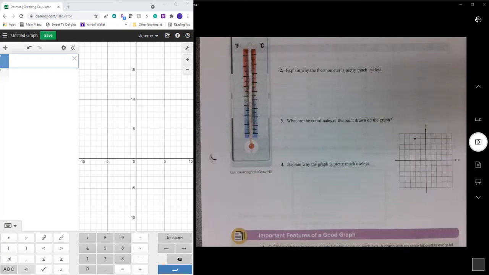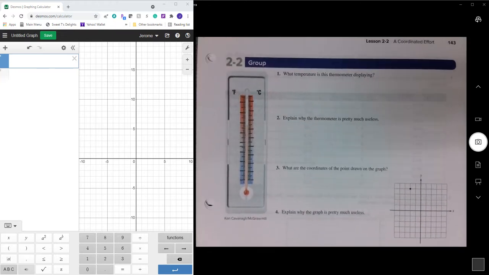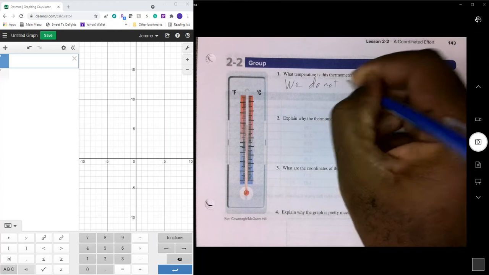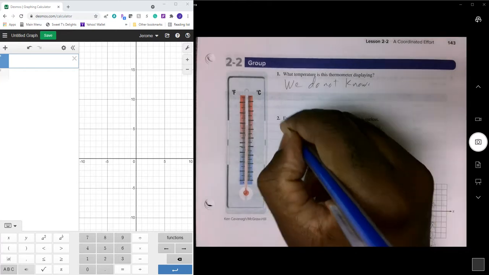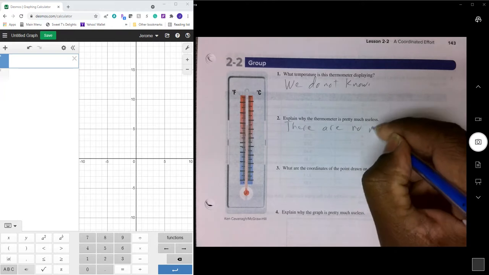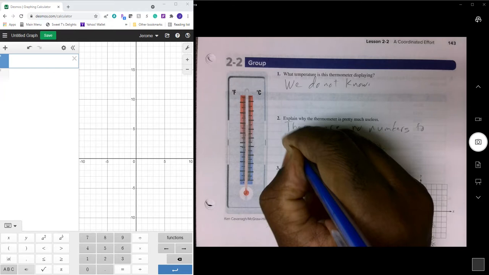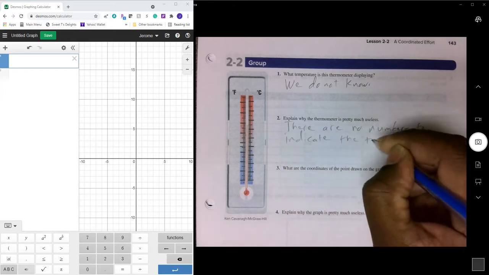Now we move on to page 143. It says, what temperature is this thermometer displaying? We could say we do not know. Explain why the thermometer is pretty much useless. There are no numbers to indicate the temperature.